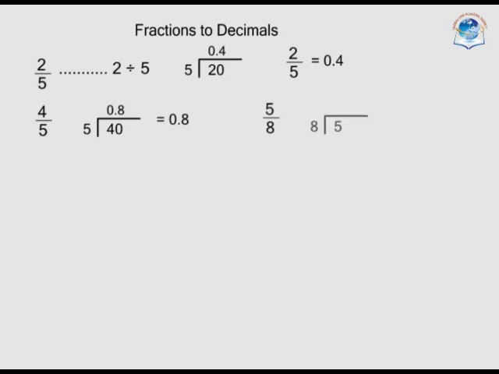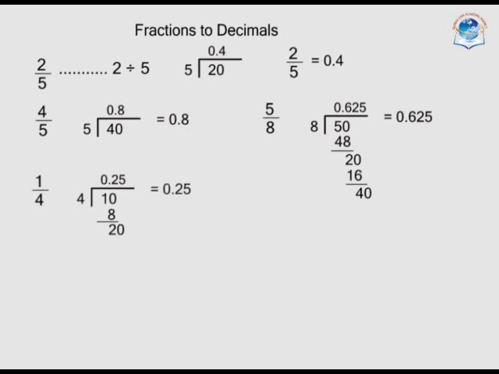5 over 8, we have 5 and 8. 8 goes into 5 0 times, and we put a decimal. We add 0 here. 8 will divide into 50 6 times. 6 times 8 is 48. We subtract and get 2, add 0 to get 20. 8 goes into 20 2 times because of 16. We subtract, get 4, add another 0. 40. 8 goes into 40 5 times. And so 5 over 8 is equal to 0.625. If you follow the same process, 1 over 4 will give us 0.25.